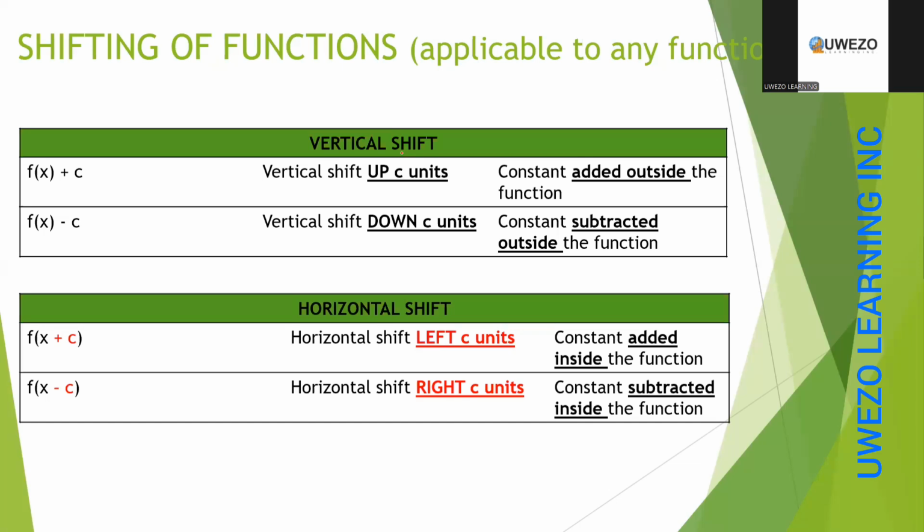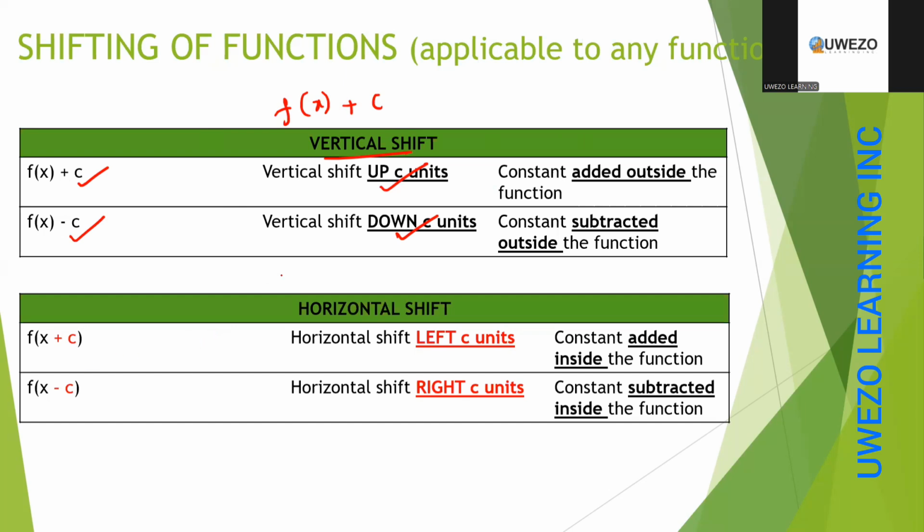When shifting a graph of a function, if you add a constant outside the function, then there will be a vertical shift. If c is positive, then the graph will go up by c units, and if c is negative, the graph will go down by c units.